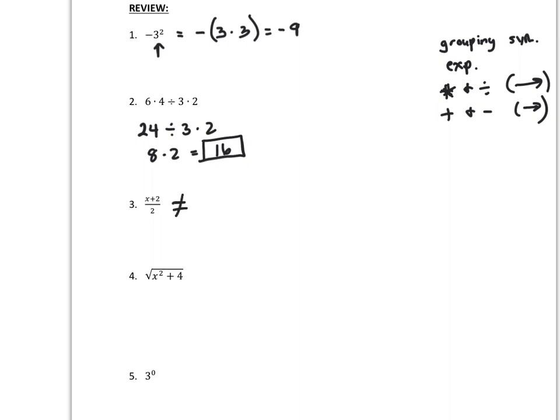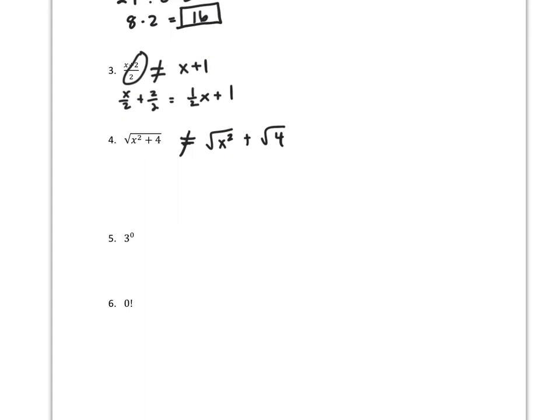So this is not equal to x plus 1. Sometimes I see students that want to cancel those. You can't do it. Now, it is equal to x over 2 plus 2 over 2, which is 1/2 x plus 1. That's true. But you can't cancel terms. And number 4, you cannot take the square root of terms. This is not equal to the square root of x squared plus the square root of 4. You can't do that.